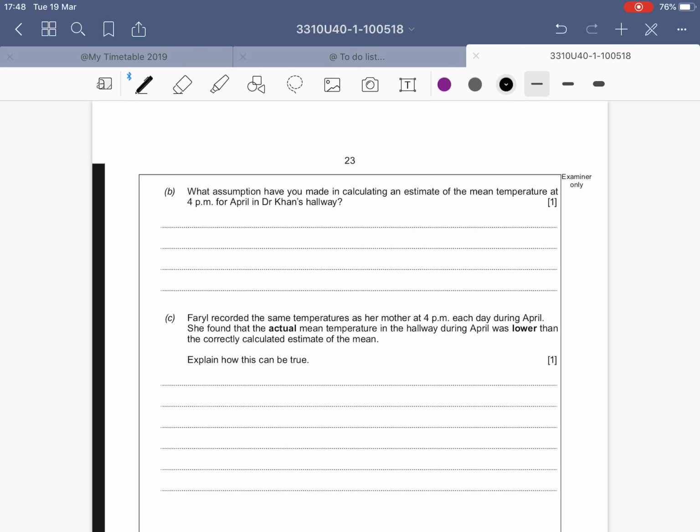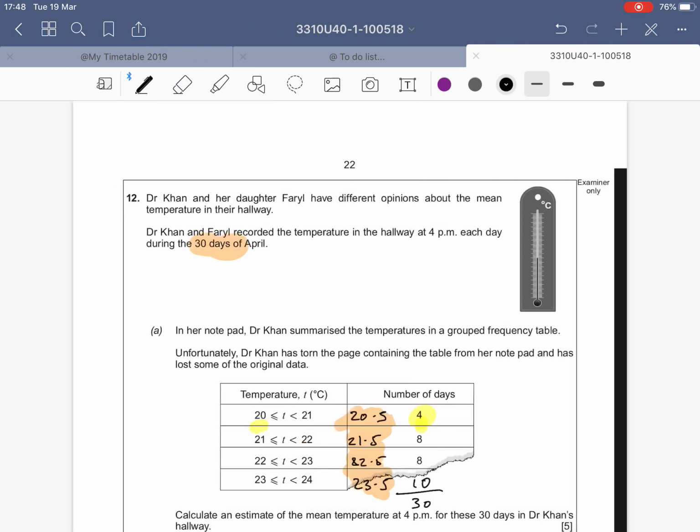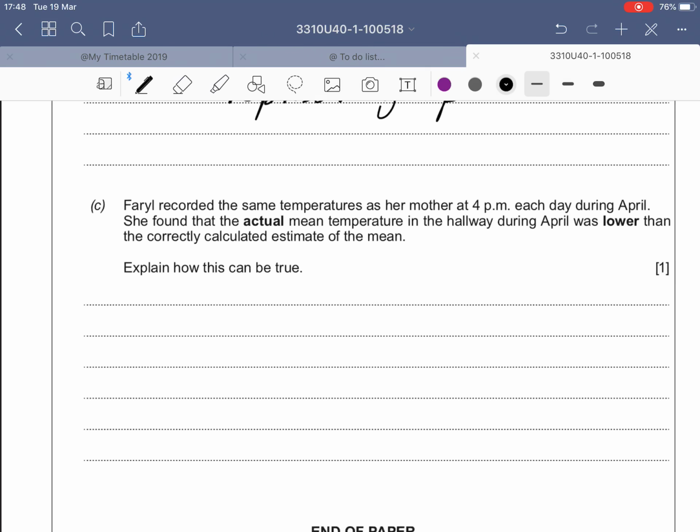So my assumption is that I've used the midpoints to represent the group. And we use the midpoints to represent the group to get a good estimation, but we don't know where between those two boundaries, 20 and 21 or 21 and 22, the actual temperatures lie. Part C.